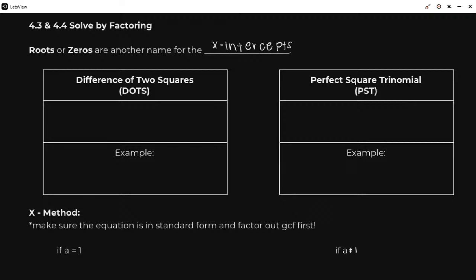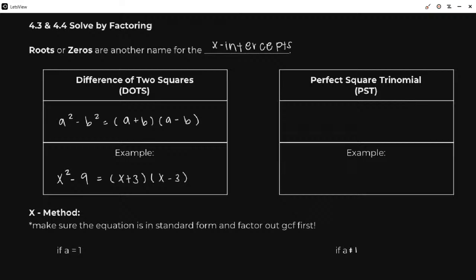Okay, so there are two different special cases for factoring. There's difference of two squares, or DOTS. So if you have a squared minus b squared, that'll equal a plus b times a minus b. So you'll have two terms, and both of them are a perfect square. So for example, if you have x squared minus 9, that would equal x plus 3 times x minus 3, because the square root of x squared is x and the square root of 9 is 3.